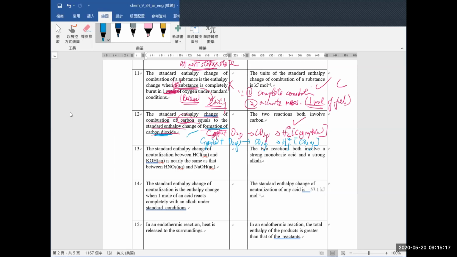So take a look at those 2 equations. They are the same. So that 2 enthalpy terms, they are also the same. Okay? So for question 12, both statements are correct. But that 2, they are not related to each other. So the answer is B. So go back to the definition of standard enthalpy change of combustion and standard enthalpy change of formation in order to answer the questions.